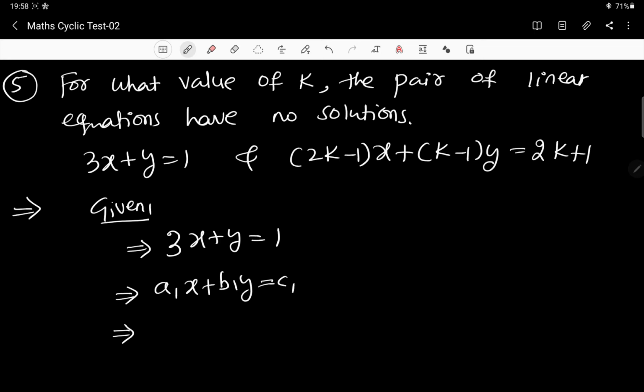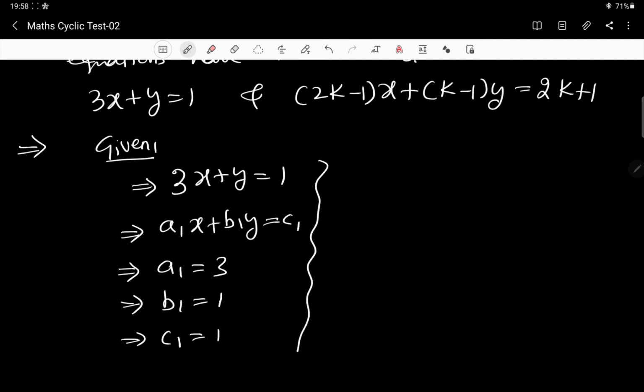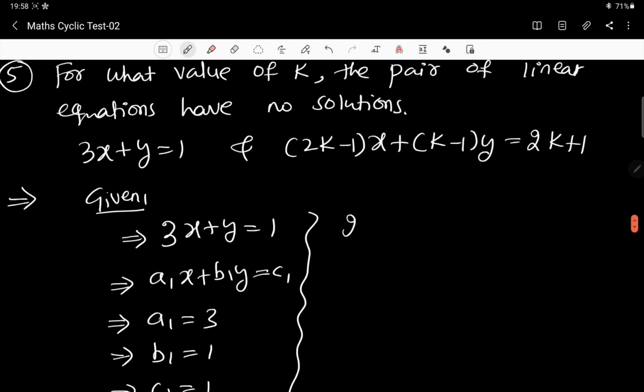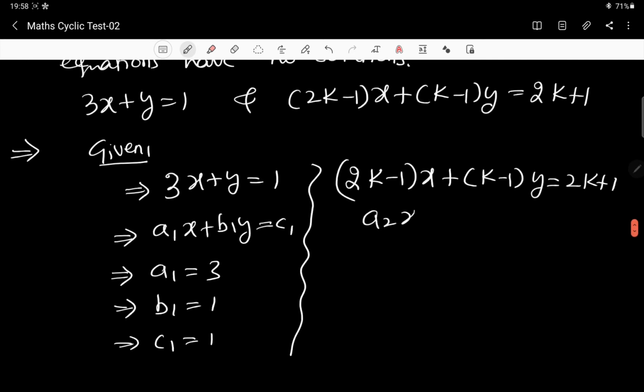So if you compare like this, you are going to get a1 is equal to 3, b1 is equal to 1, and c1 is equal to 1. These are the 3 values we have got. Now let us look at the second equation. What is that second equation? (2k minus 1) into x plus (k minus 1) into y is equal to 2k plus 1. This second equation can be compared with a2x plus b2y is equal to c2. Then we get a2 is equal to 2k minus 1.